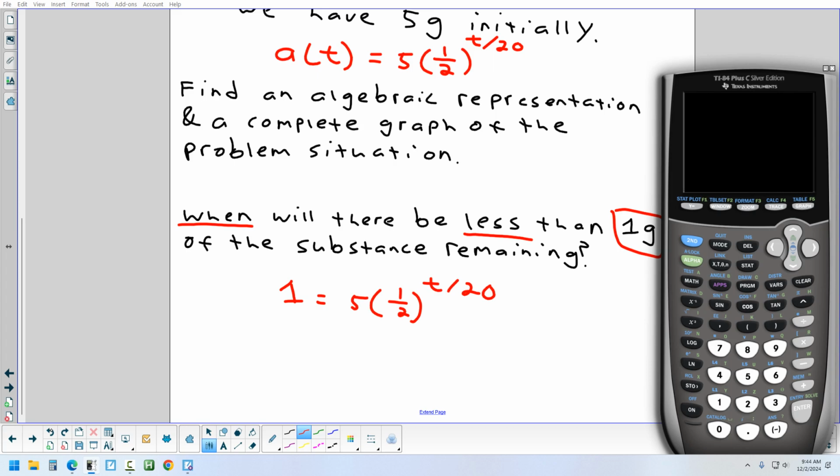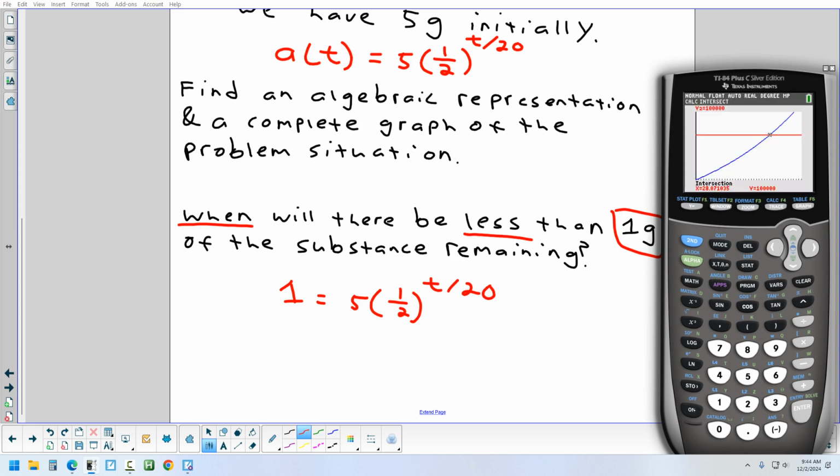Okay, what's going to go on Y1? 5 times 1/2, sure, we can do 5 times 1/2 to the x divided by 20. Okay, and then what's going to go on Y2? 1. Definitely not a good window for this problem. What's the amount of substance that we're starting with? 5, and it's only going to go down from there.